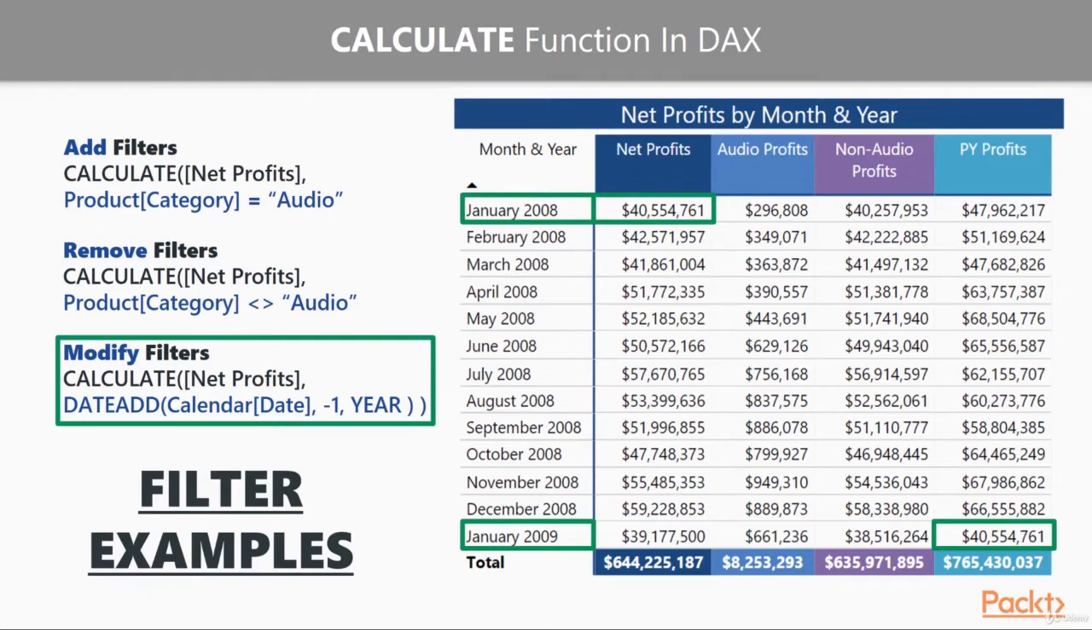The great thing with this calculation too is that this would work regardless if my visualization was showing the date, month, quarter, or year. That date add function we see in the filter grabs the previous year's value for whatever date range is showing in the visualization. It's really powerful, and we'll see more of it when we create this in our file. Alright, now that we have a basic understanding of the calculate function, let's get started.